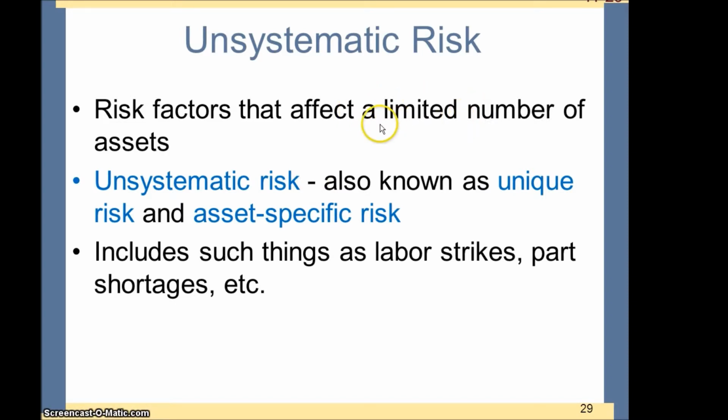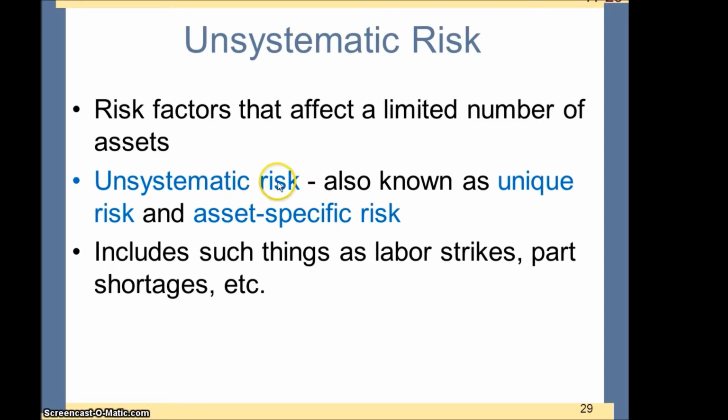Unsystematic risk is a risk that will only affect a limited number of stocks. It will only affect certain stocks. For example, let's take a look. The CEO of stock A passed away. So this news will only affect the performance of stock A. So it's only meant for stock A. That's why it is also known as unique risk or asset-specific risk. Asset-specific because it is only meant for the asset. Unique also because it is meant for stock A only.